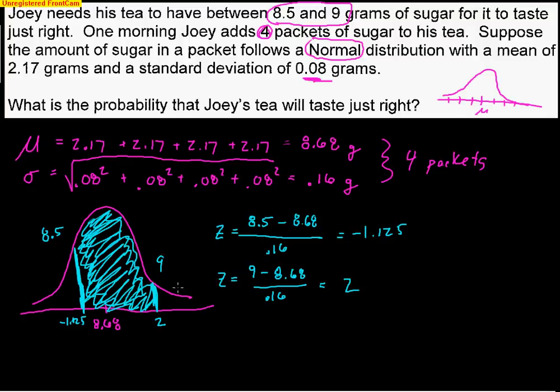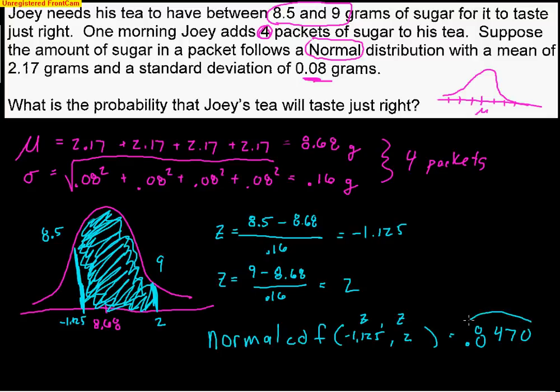So now I could use my calculator, because if you remember, on your calculator we have this famous normal CDF. You put an interval in, from a z-score to a z-score, and it'll give you the percentage of data in between. So I'm going to go from my low, negative 1.125, to my high of 2. I get a probability of 0.8470. So there's an 84.70% chance that I will have between 8.5 and 9 grams of sugar, and that means my tea, or Joey's tea, will taste just right.